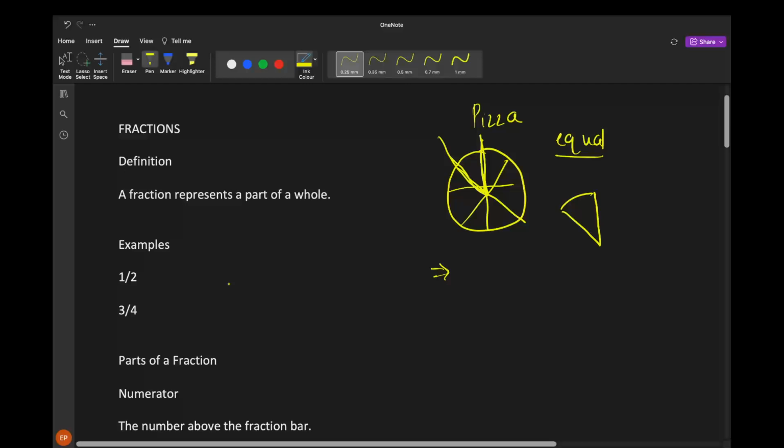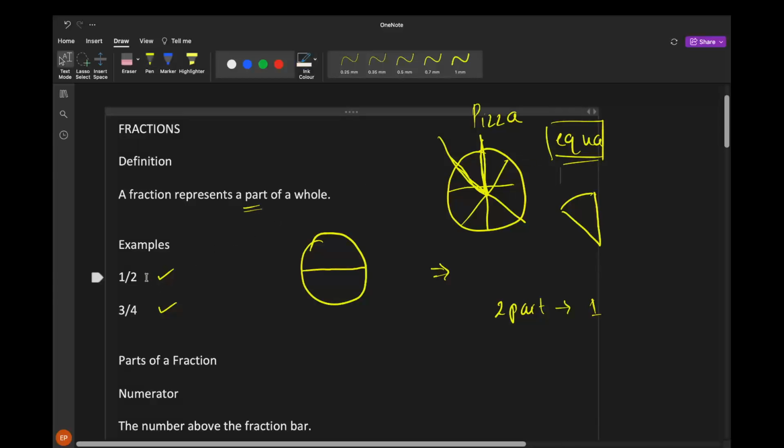So here are some examples like 1 by 2, 3 by 4. In 1 by 2, there are two parts, and in that we are representing only one part. Suppose I divided this pizza into two equal parts. Whatever the number of parts, all must be equal. This is very important. By default all are equal. Here 2 means there are two equal parts, and in that we are representing only one part.